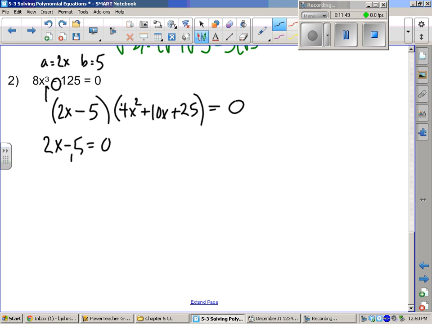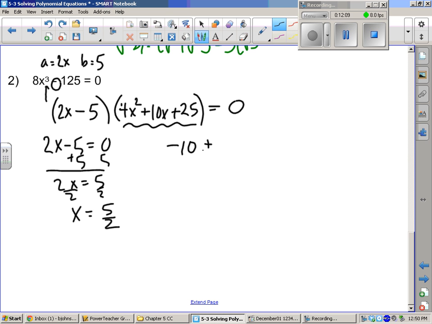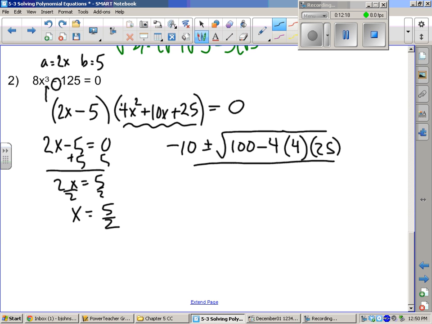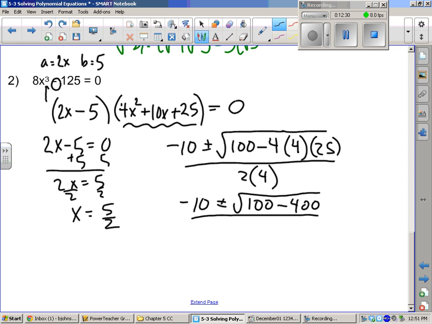So I have this. I want to add 5. So I get 2x equals 5. Divide by 2. X equals 5 halves. There's one answer. I need 2 more. So I have this quadratic. Not going to be able to factor, so we put it in our quadratic formula. So negative b is negative 10 plus or minus b squared minus 4 times a times c all over 2a. So I have negative 10 plus or minus 100 minus 400 all over 8.